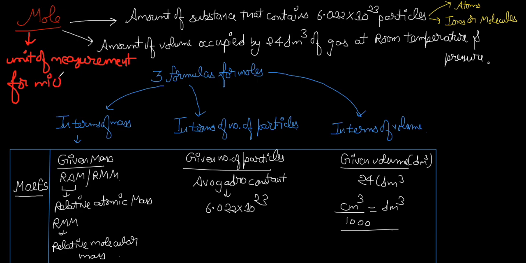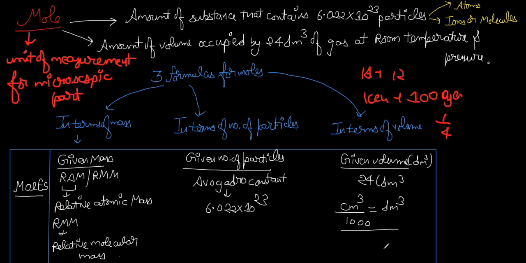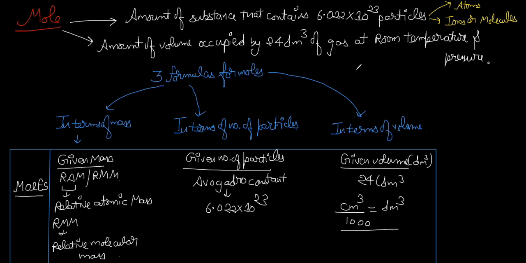for microscopic particles. Microscopic, or better we could say just atoms, ions, molecules, elements. For all of these, mole is a measurement quantity. Just like we are aware that 1 dozen is equal to 12, 1 century is equal to 100 years, 1 quarter is equal to 1 by 4. In the same way, 1 mole is equal to 6.022 into 10 to the power 23 particles.